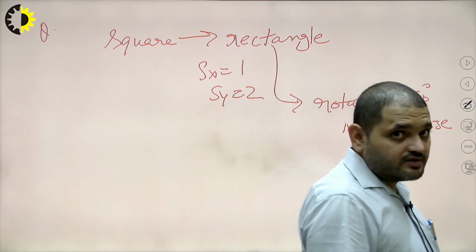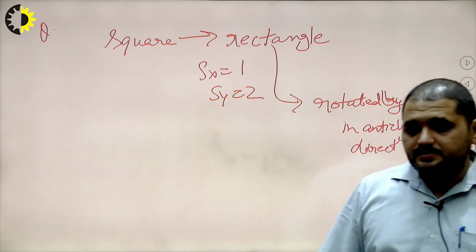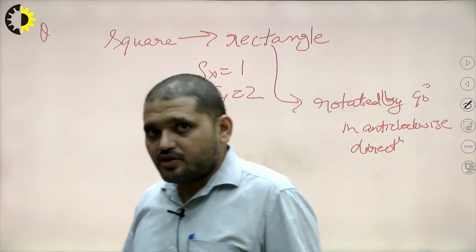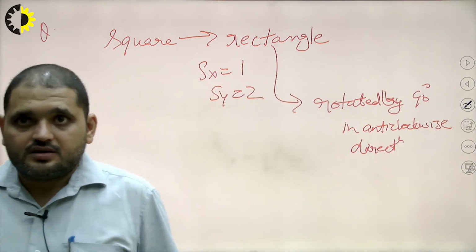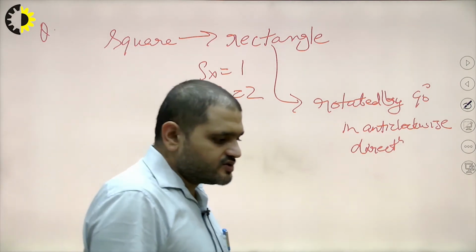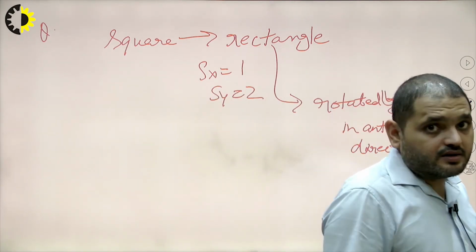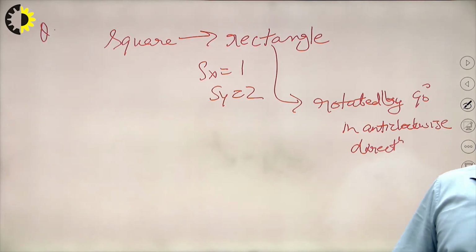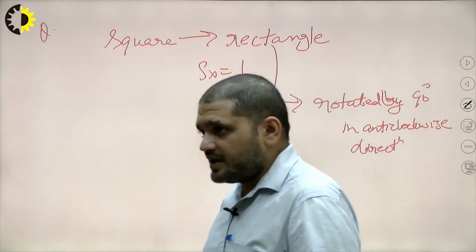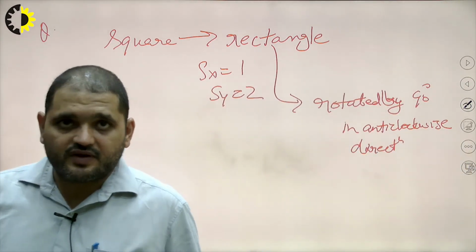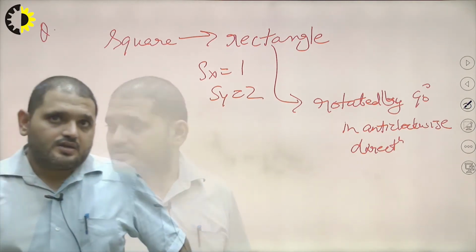We don't know the coordinates of the square. We just have to find out the transformation matrix. So don't worry about the coordinates of the square and rectangle. We just have to find out the intermediate matrices for the transformation, and after multiplying those intermediate matrices we can find the final transformation matrix.